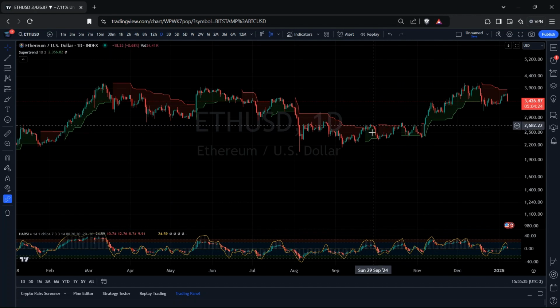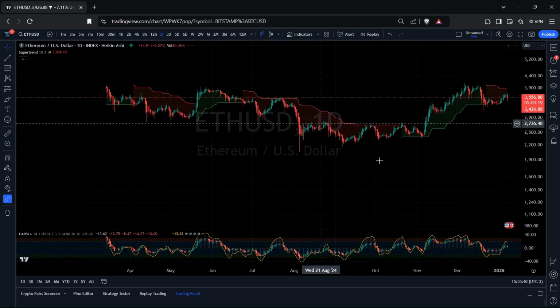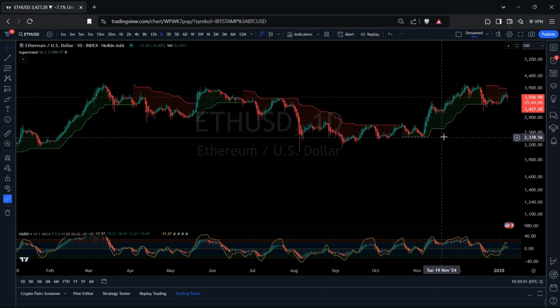See that we have so much noise in the daily chart here. And if we switch to Heikin Ashi candles, we have much clearer trends here.